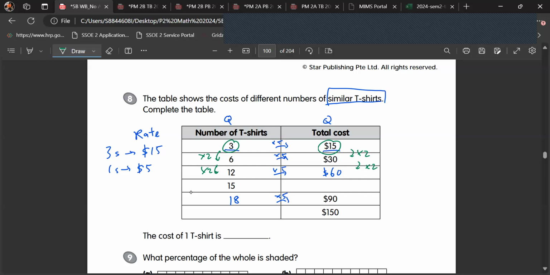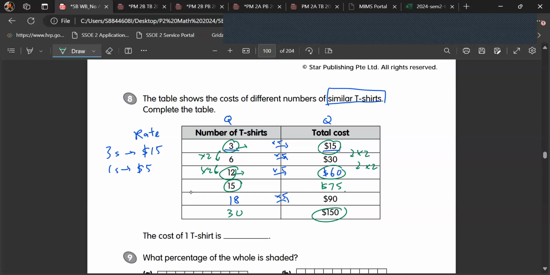And I can just add this number, 60 plus 15 is 75. Can you see? Yes. 3 t-shirts and 12 t-shirts. 3 t-shirts plus 12 t-shirts is 15 t-shirts. So I just add 15 and 60, I get 75. I don't have to do 15 times 5. And from $15 is 3 t-shirts, $150 will be 30 t-shirts. That is because you can understand the relationship between the shirt and the cost.